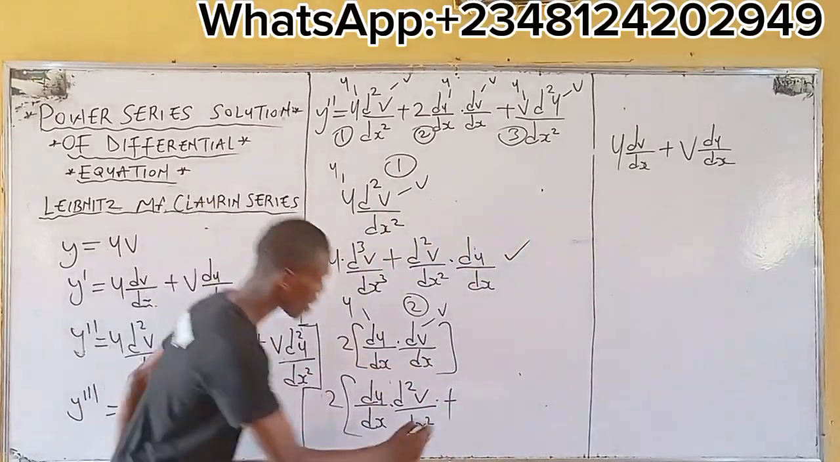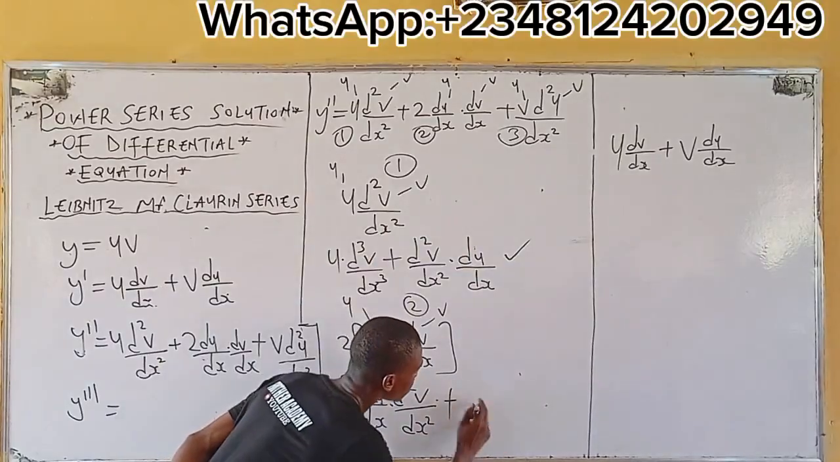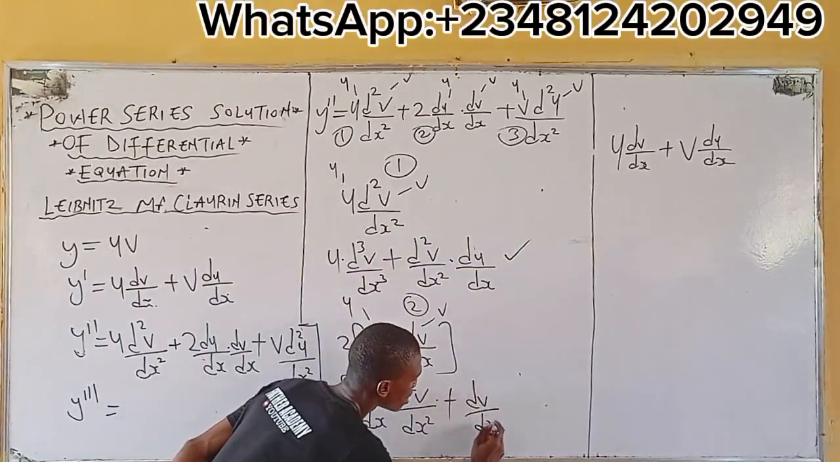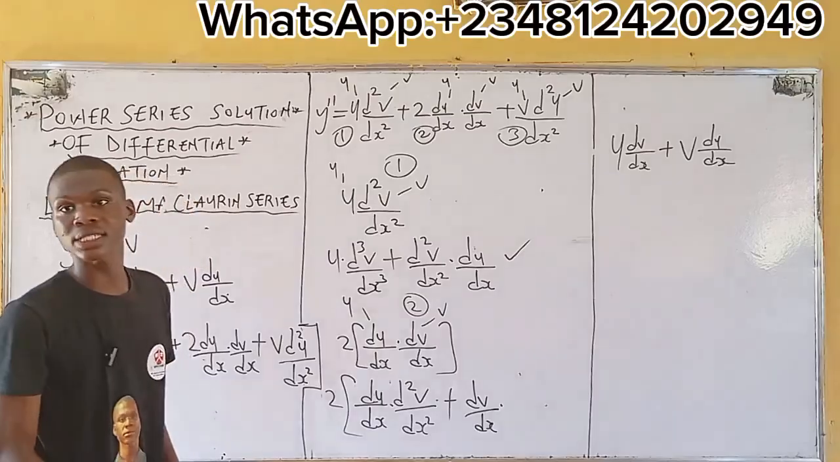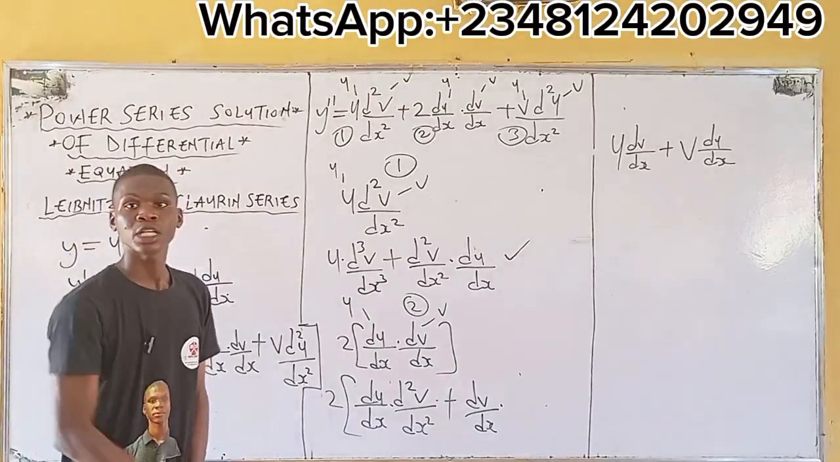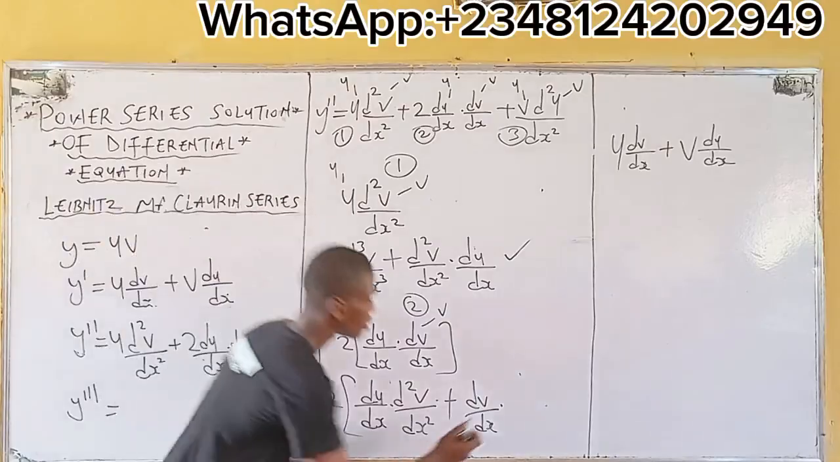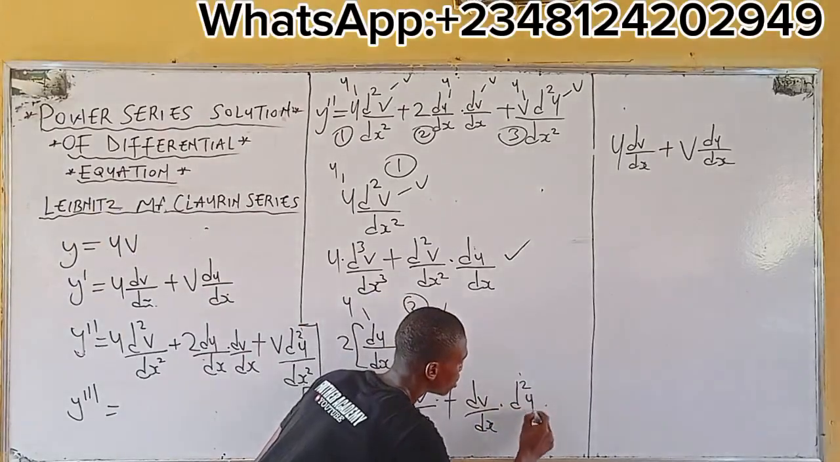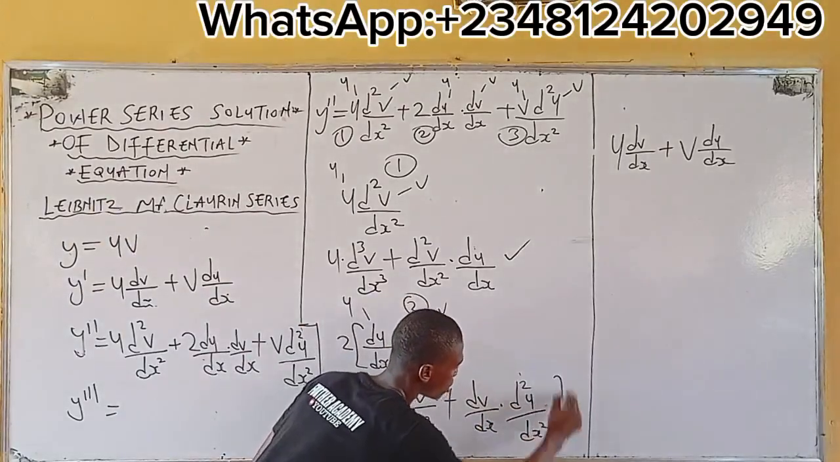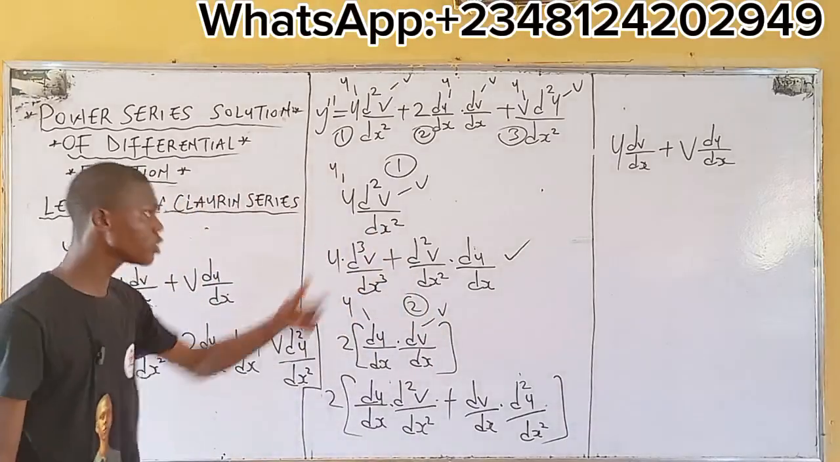dv/dx, right? dv/dx. Multiply what? du/dx. Your du/dx becomes what? d square u over dx square. d square u over dx square. You are done with 2, right? Moving on. 3.